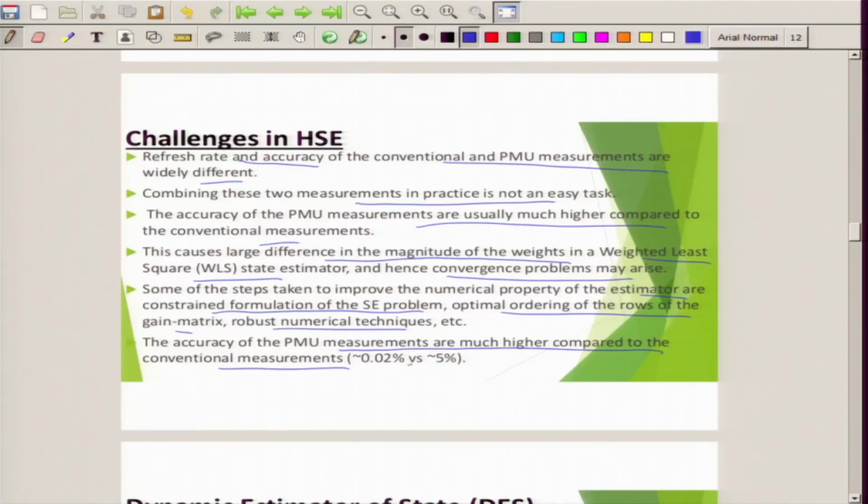So the accuracy of the PMU measurements is much higher compared to the conventional measurements. You can see here the PMU measurement goes up to 0.02% accuracy. That means for any data that you receive, the possibility of error could be in the range of 0.02%. Whereas in the case of conventional measurements, the accuracy could be up to 95%. So there is a lot of difference, close to 4.98% of accuracy difference.